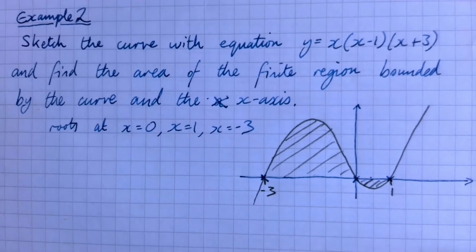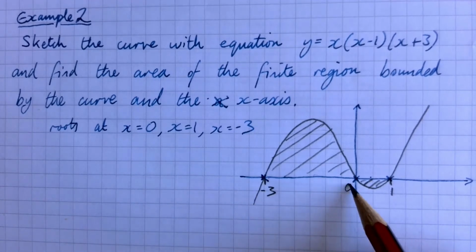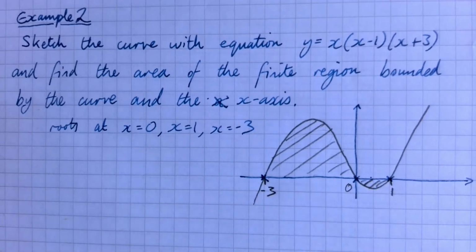So in order to get that, we're going to have to do two separate substitutions. We're going to need to find it for between negative 3 and 0 and between 1 and 0. First thing to do though is integrate. So have a go at expanding the brackets and then see if you can integrate it. Pause the video and we'll carry on.